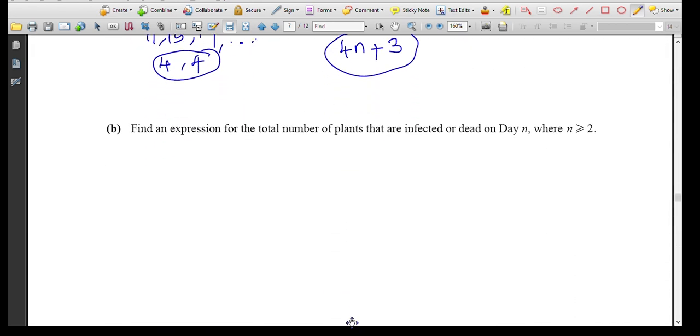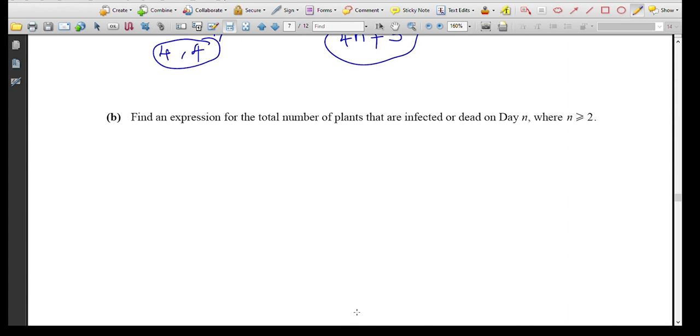Next, find an expression for the total number of plants that are infected or dead on day n, where n is greater than or equal to 2. So here they are mentioning the total number of plants that are infected or dead. So let's write only the infected plants in the first sequence. So the first day it is 8, the second day is 11, the third day is 15, the fourth day is 19. If the sequence continues, we'll be getting 23 further and so on.